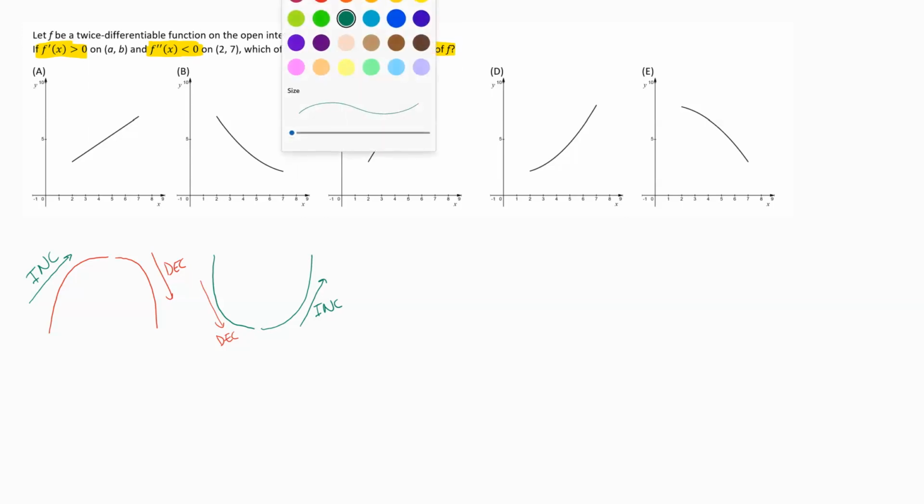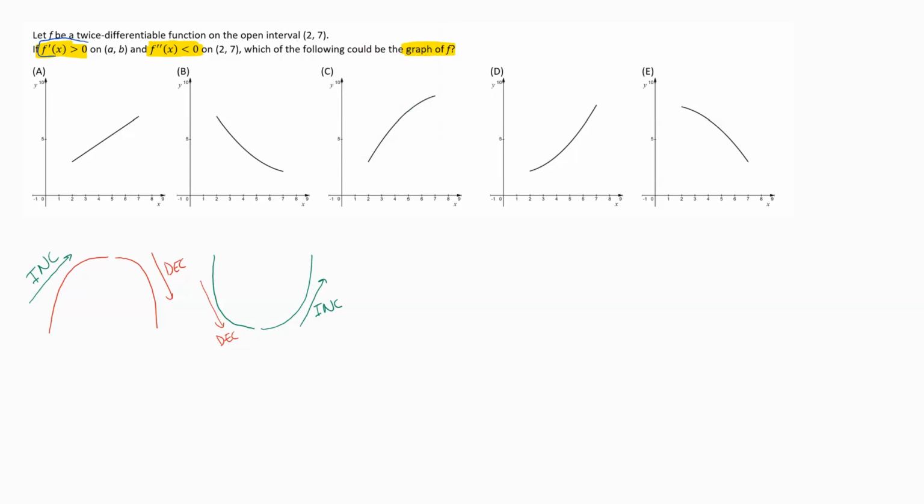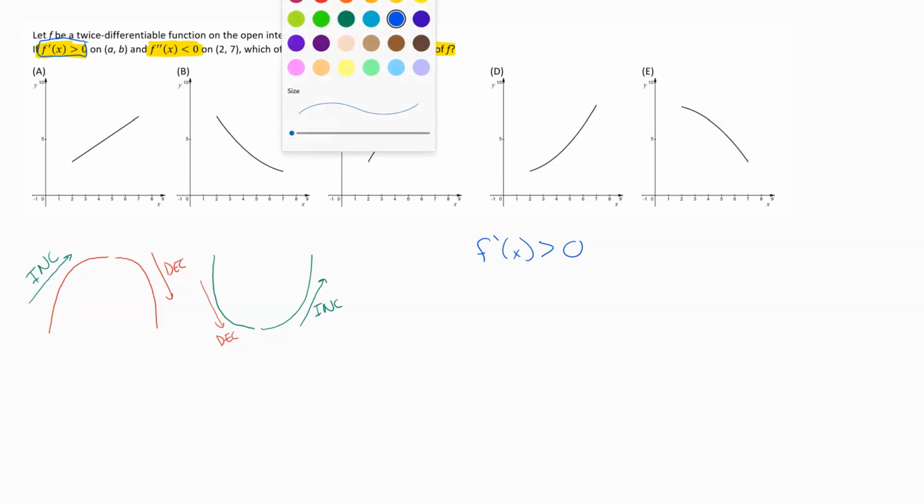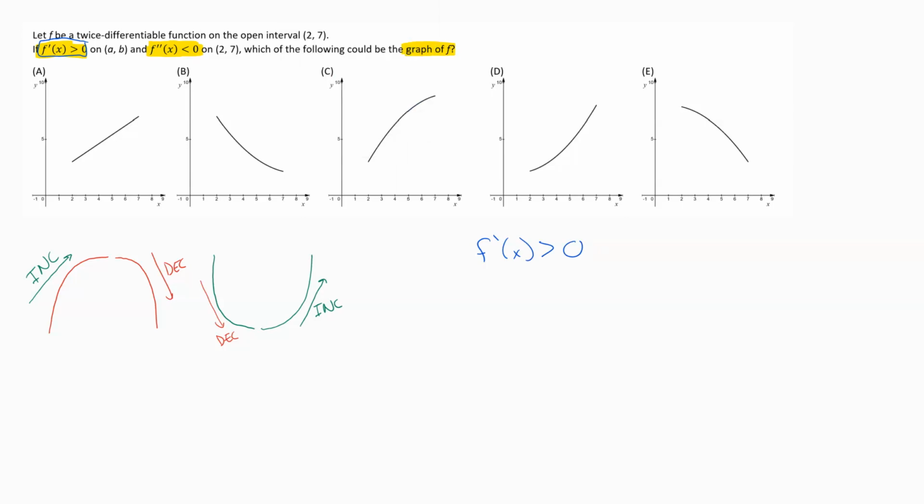So first and foremost, we're being started with our first derivative data. So they're telling us that f prime of x is greater than 0. So when we're talking first derivative data, we're talking about positive means increasing, a negative derivative means decreasing. So when it's greater than 0, that's telling us that the first derivative is therefore positive, and that means that it's increasing in that section.